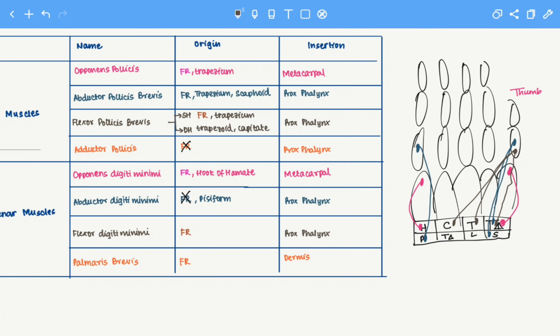Now, talking about the flexor digiti minimi. The flexor digiti minimi originates on the hook of the hamate and inserts onto the proximal phalanx. So there's no head here.